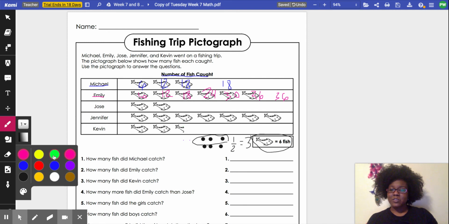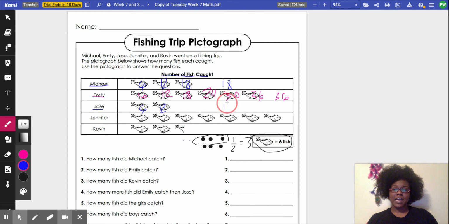We're going to use blue again for Jose. And Jose has 6, 12. So I'm just going to write 12 out to the side. You're probably thinking, well, Ms. Walker, 6 times 2 is 12. Yes, you were right. You also could have seen that 12 was up here and it goes straight down.